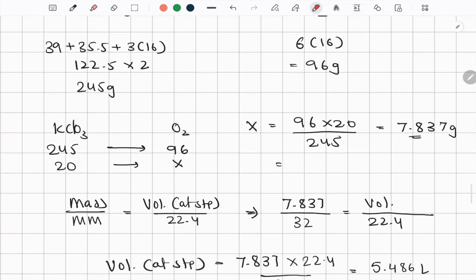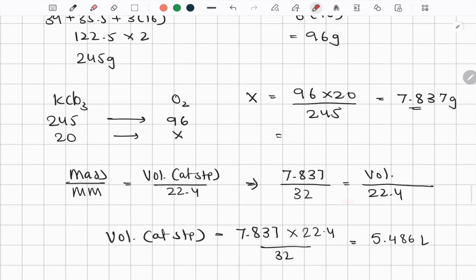Then as it was asking the volume, we convert the mass into volume by using the formula mass upon molecular mass equals volume at STP upon 22.4. This is nothing but the formula of the number of moles. Then we calculate the volume of oxygen at STP, which was 5.486 liter.